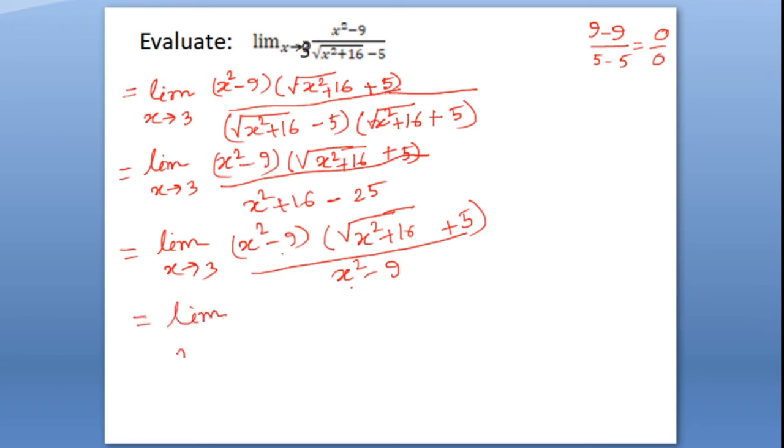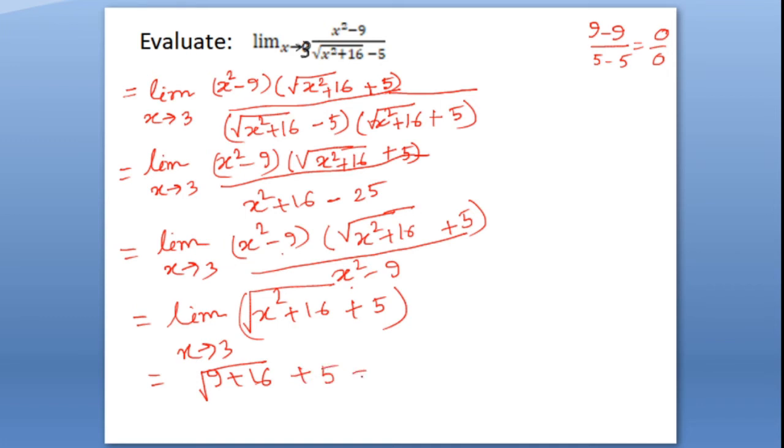After that we can write x tends to 3, that means then square root of x square plus 16 plus 5. After putting the value we will get square root of 9 plus 16 plus 5, this will be square root of 25 plus 5, that means 5 plus 5 will be equal to 10.